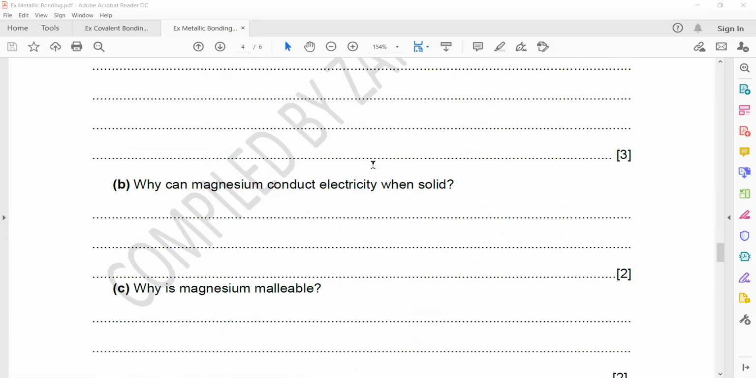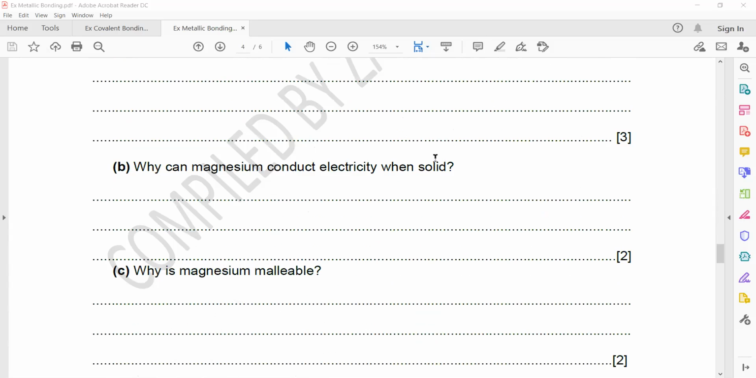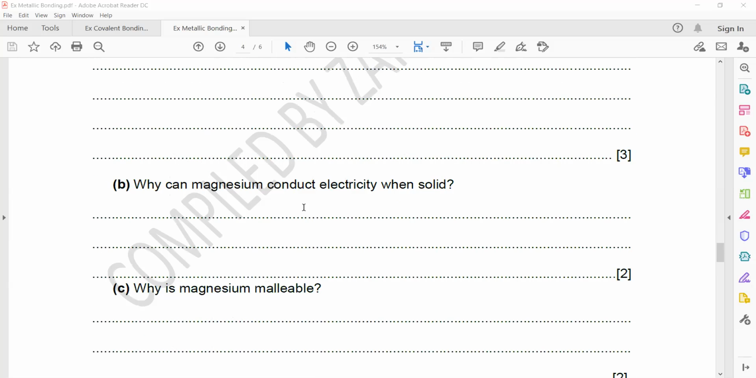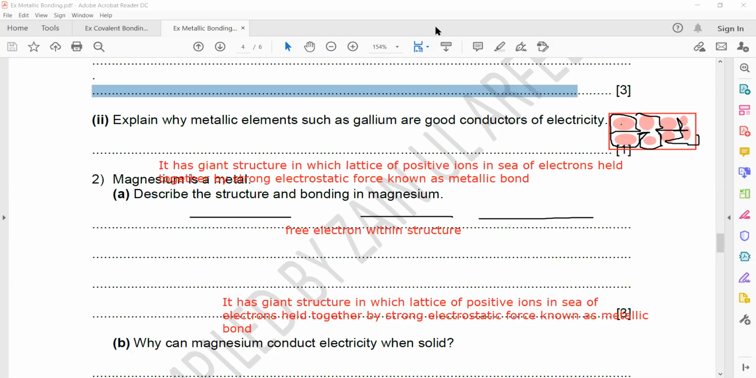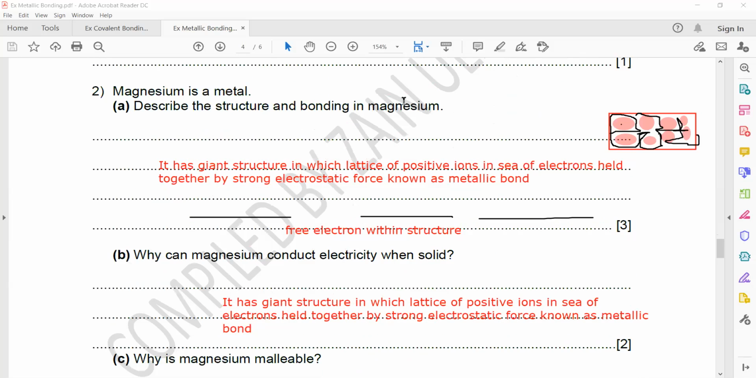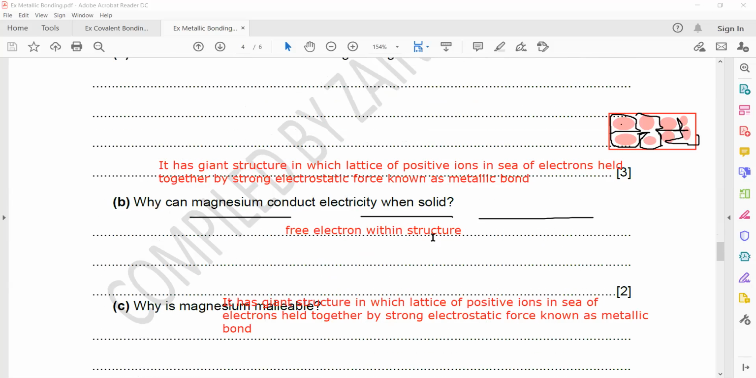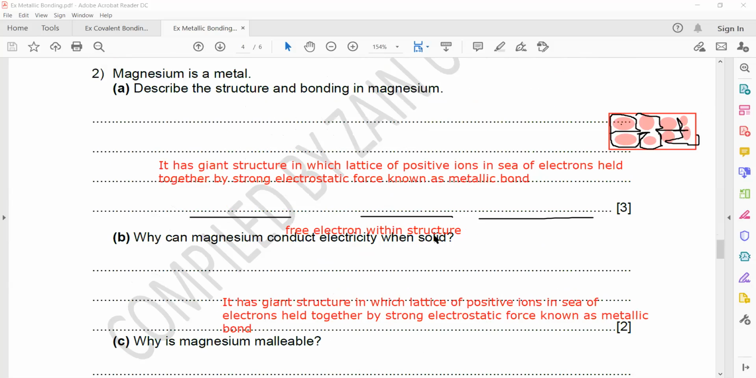Then why does magnesium conduct electricity when solid, and why is magnesium malleable? So the same answer: free electrons within the structure. Free electrons will give you 1 mark, and within the structure will give you 1 mark. And then why is magnesium malleable?